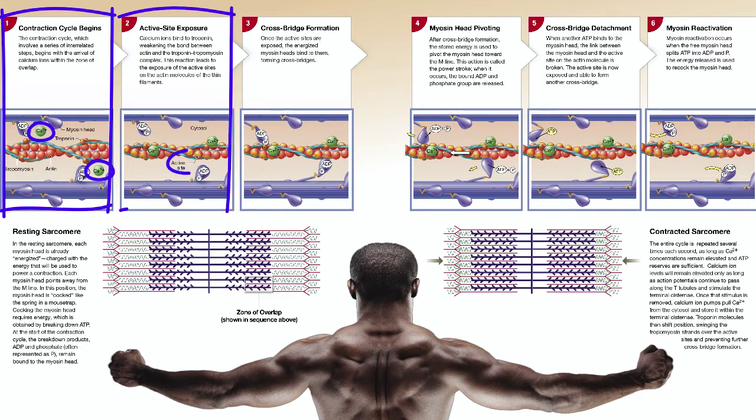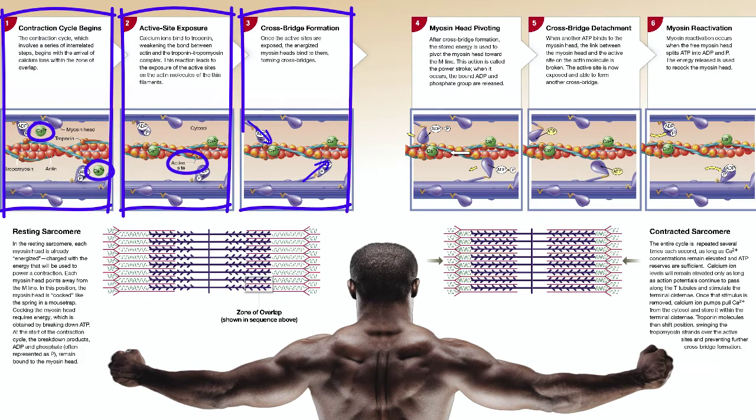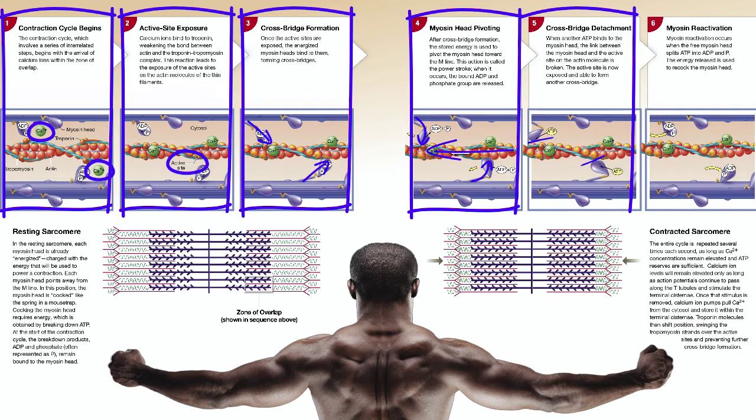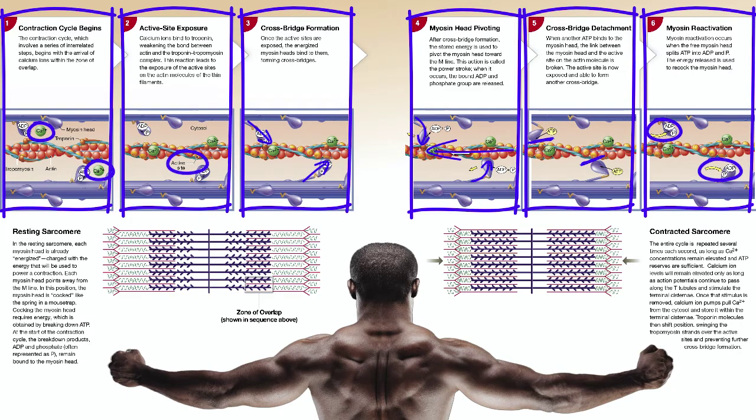In summary, the contraction cycle is a coordinated series of steps that begins with calcium ions binding to troponin and exposing the active sites of the actin filament. The binding of myosin to actin forms a crossbridge, followed by a power stroke and crossbridge detachment. The myosin head is reactivated by splitting ATP into ADP and phosphate.